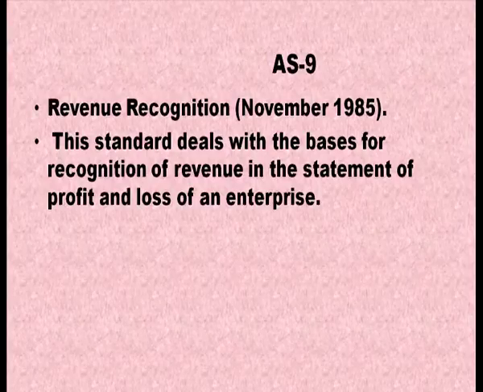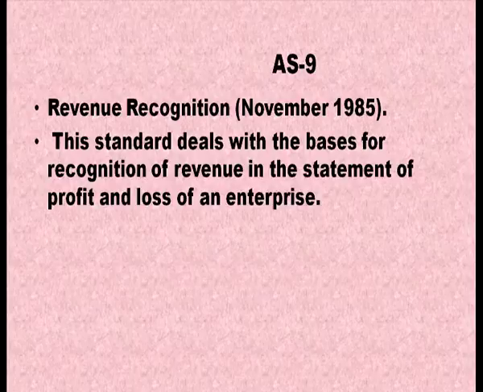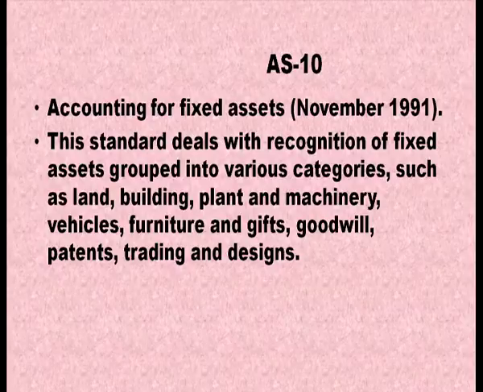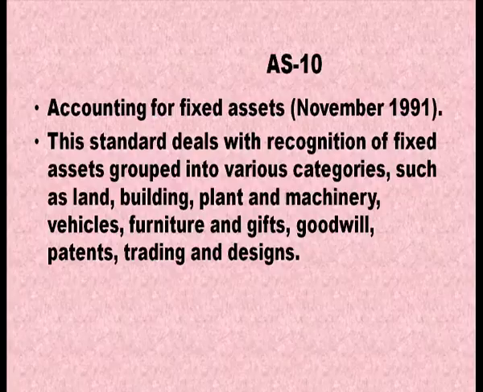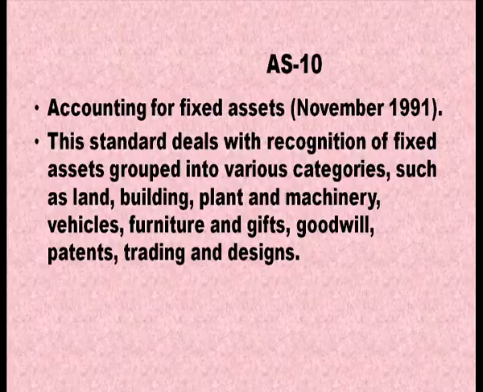Accounting Standard 9 is about revenue recognition. So, AS9 deals with the basis for recognition of revenue in the statement of profit and loss of an enterprise. Accounting Standard 10 is accounting for fixed assets. This standard deals with the recognition of fixed assets which are grouped under various categories like land, building, plant and machinery, vehicles, furniture and fittings, goodwill, patents, etc.